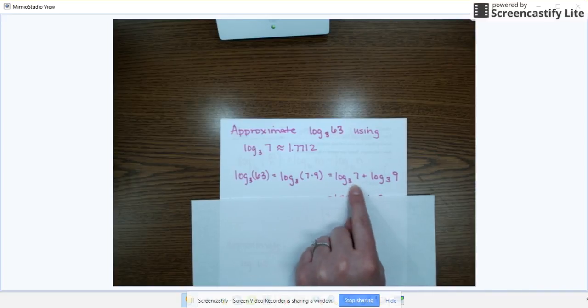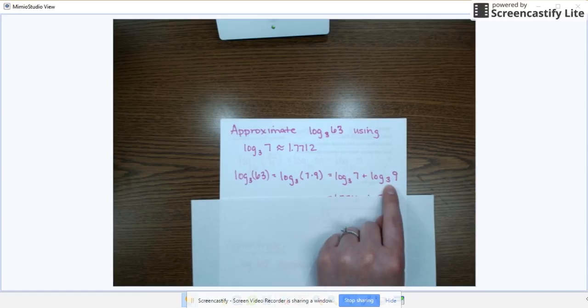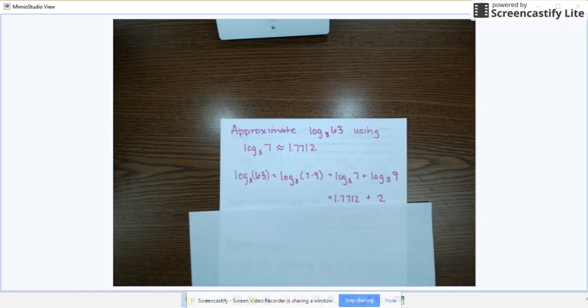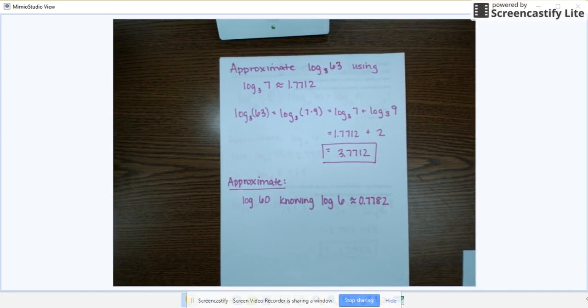We are given this decimal approximation right here. And log base 3 of 9 can be rewritten as: 3 to what power gives me 9? Well, we know 3 squared is 9. So we have 1.7712 plus 2 gives us our answer of 3.7712. I want you guys to do this one.